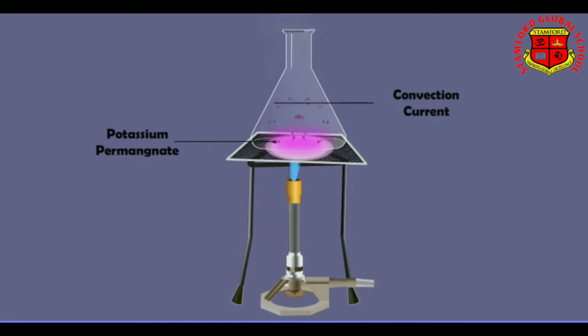These purple-colored streaks seen in the water of the flask, which is being heated from below, show the convection currents taking place in the water of the flask, which transfer heat from the bottom to the top.